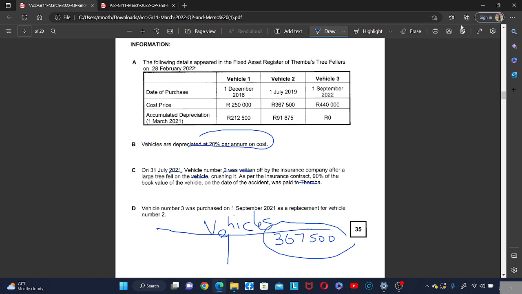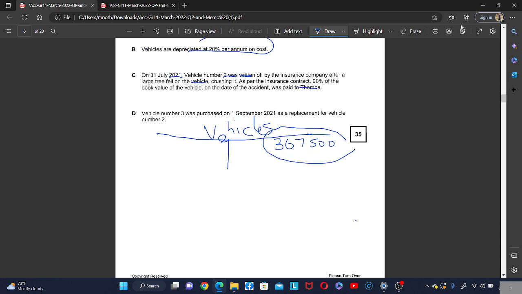Before we do that, let's first talk about the asset disposal. What is the main purpose of the asset disposal? The business prepares the asset disposal to check whether they made a profit or a loss when they dispose of the asset. That is the only purpose of the asset disposal.